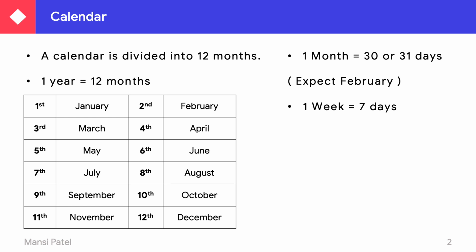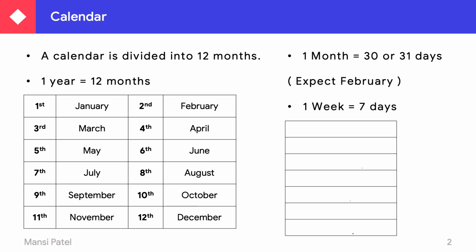In 1 month there are 4 to 5 weeks, and in 1 week there are 7 days. So which are those 7 days? Monday, Tuesday, Wednesday, Thursday, Friday, Saturday and Sunday. Our week starts with Monday and it ends with Sunday.